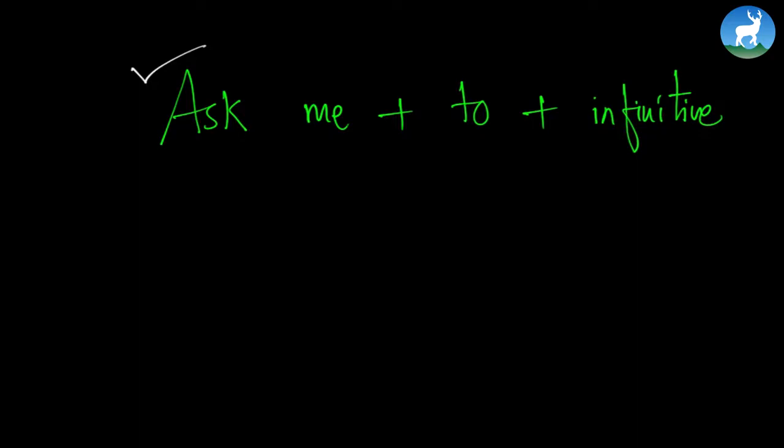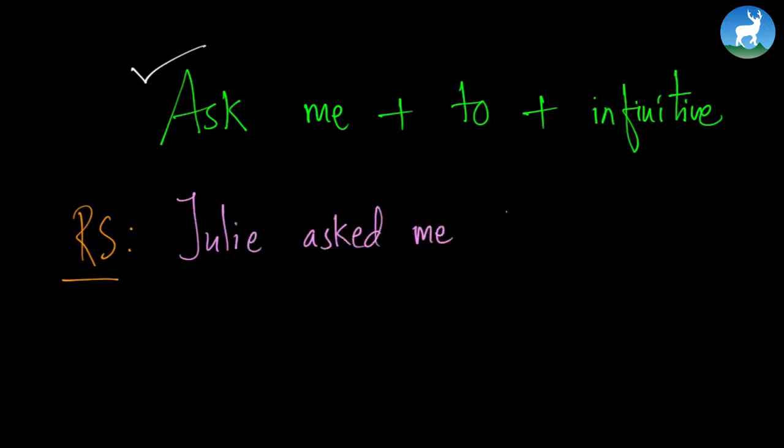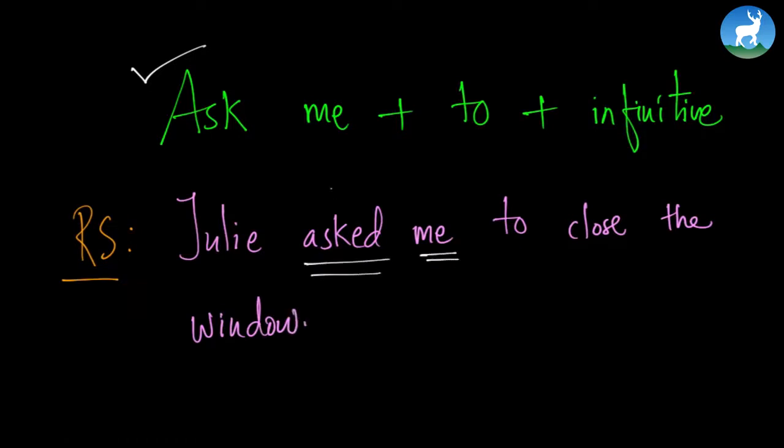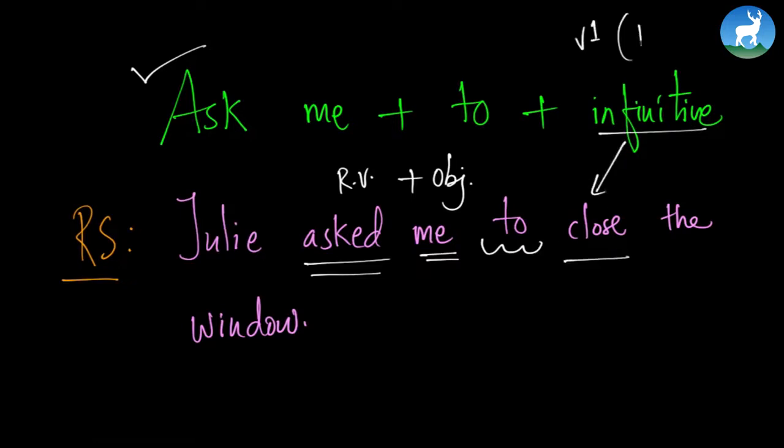So let's report the question. What was the question? Close the window, please. The reported speech would be, Julie asked me to close the window. Let's find out the structure. Julie asked me: a reporting verb followed by an object. Then we introduce to followed by infinitive. Infinitive is also known as V1 or often called the base verb. So we introduced a base verb here, and the window was the object in direct speech. Now in indirect speech also it is the object.